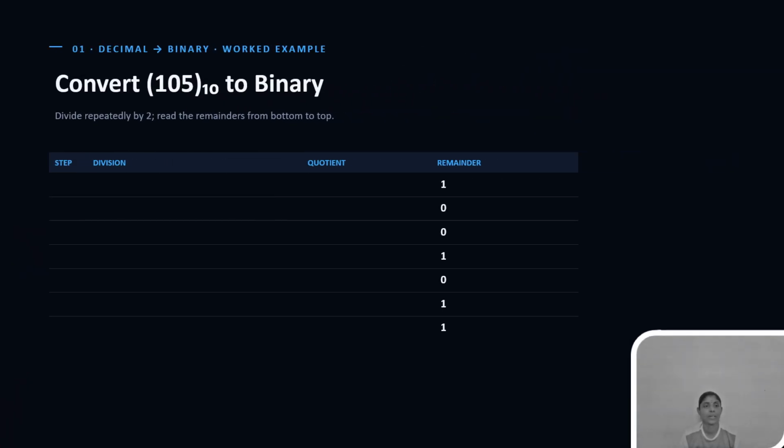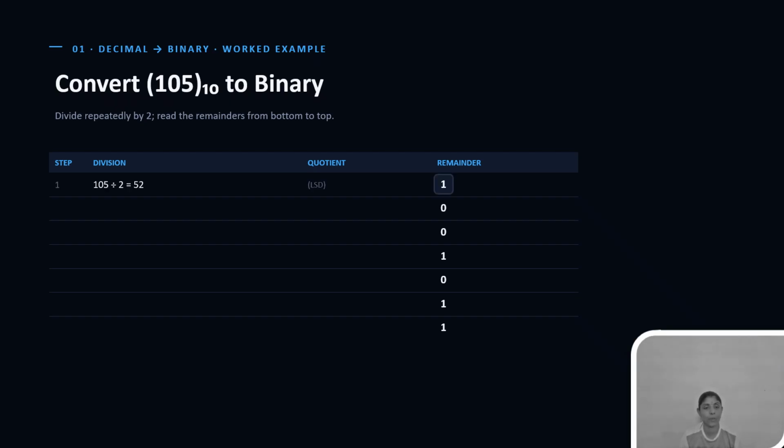Okay, right. So in the first example, we will check how to convert decimal to binary. The source is decimal, the destination is binary, where the base of the destination is 2. So what do you have to do? You have to do continuous division of the decimal number by 2.